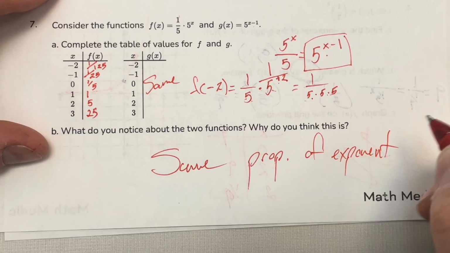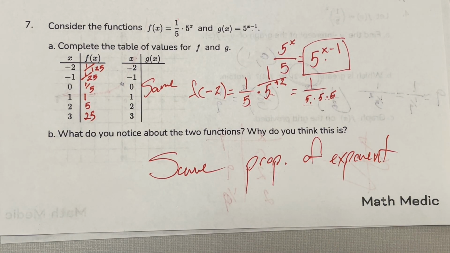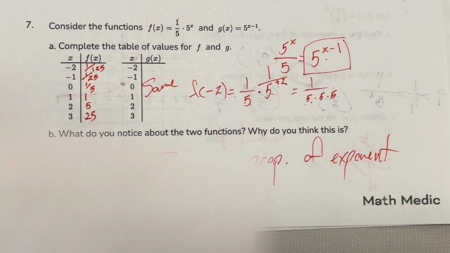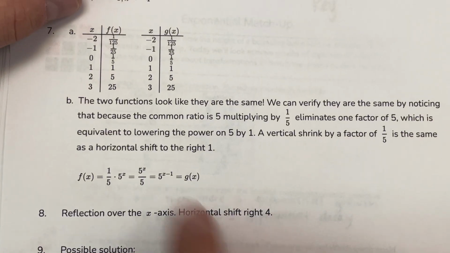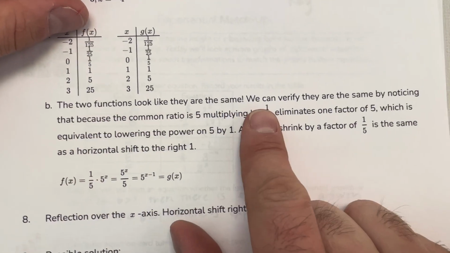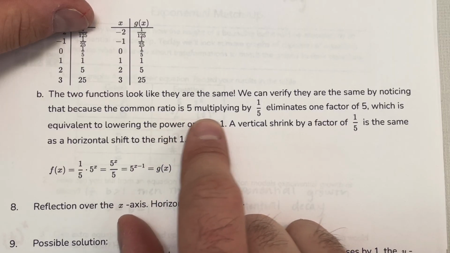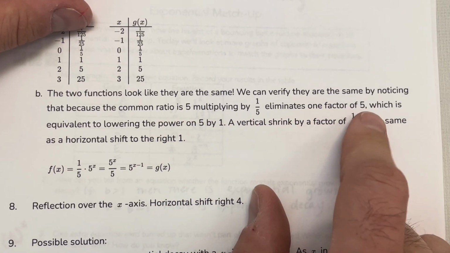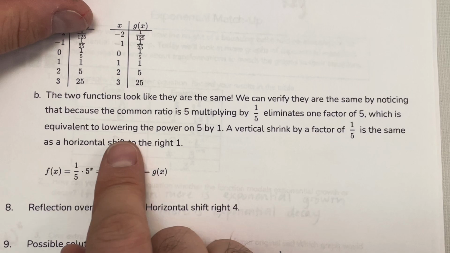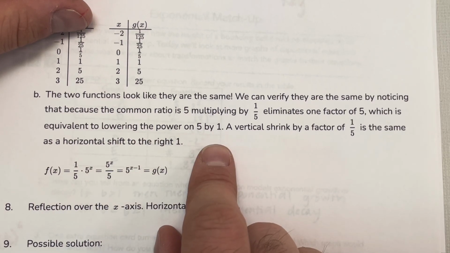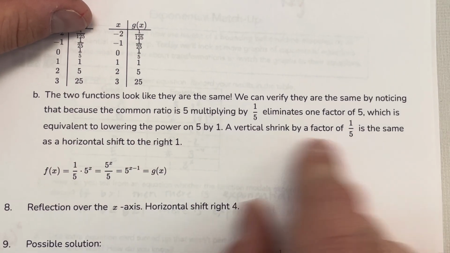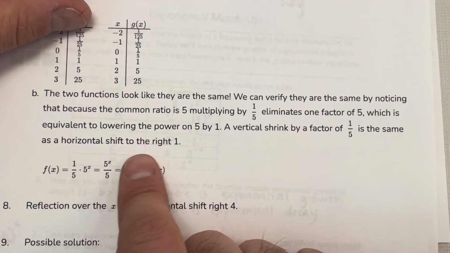Let's see, what's the answer key say? I didn't even look at this. I never look at this. You know me, I always do these from scratch. So for number 7, two functions look alike because they're the same. We can verify that by noticing that because the common ratio is 5, multiplying by 1/5 eliminates a factor of 5, which is equivalent to lowering the power of 5 by 1. Vertical shrink of 1/5 is the same thing as a horizontal shift 1 right.